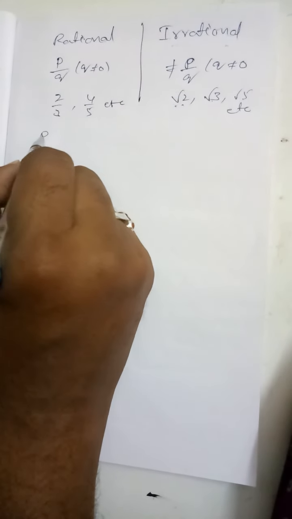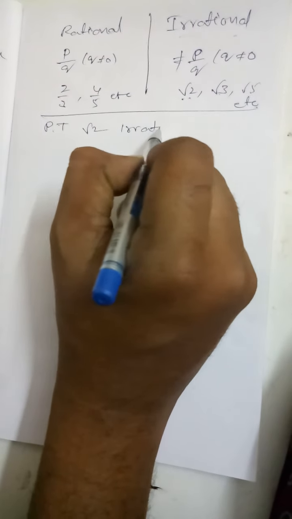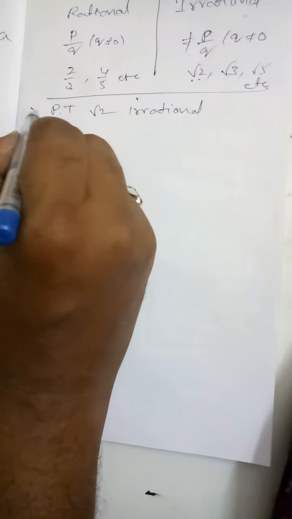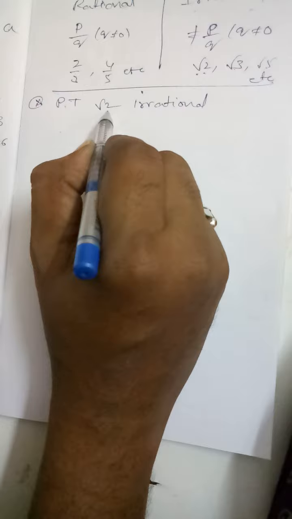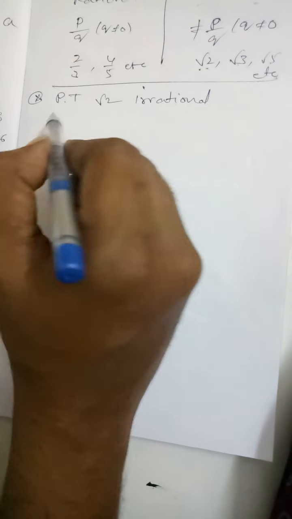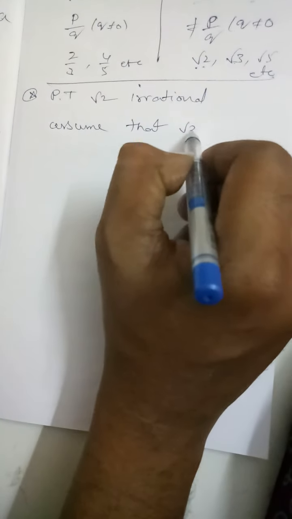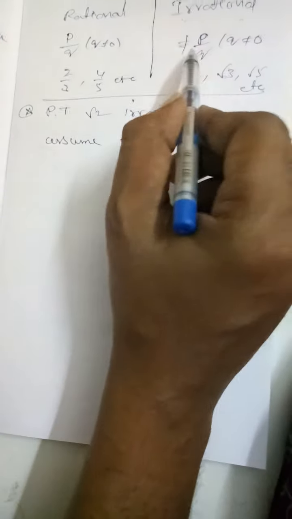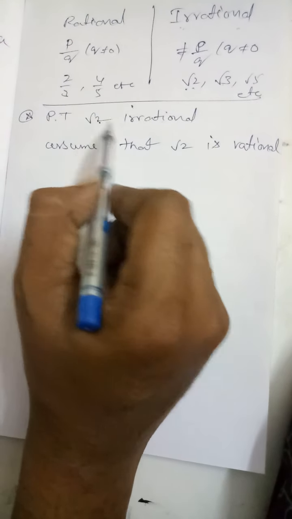Let's prove that root 2 is irrational. Here we can't directly say that root 2 is irrational, so I'm assuming the opposite. Suppose we assume that root 2 is rational. Why am I taking rational here? Irrational numbers we can't write as p by q, so we can't do anything with them. So I just imagine, suppose it is rational. If I get any contradiction here, then definitely it must be irrational.